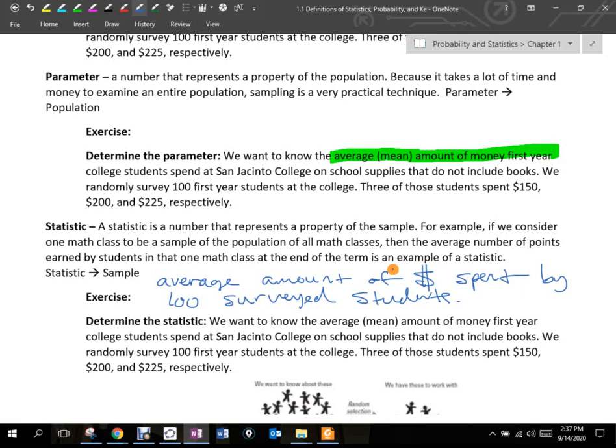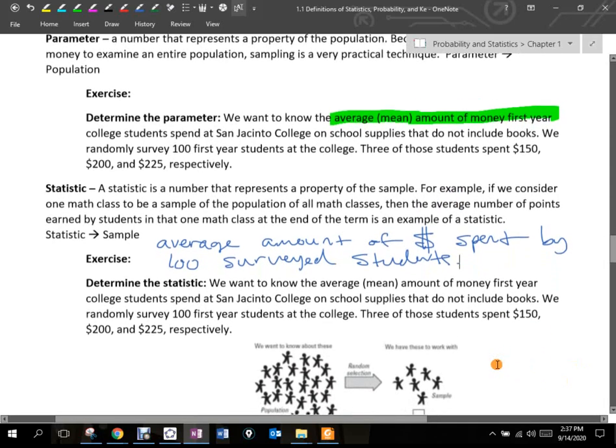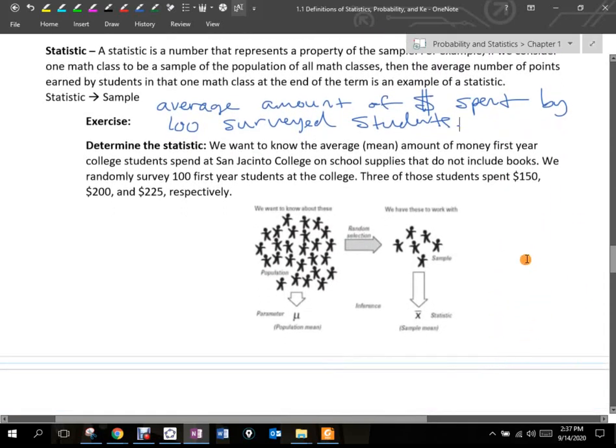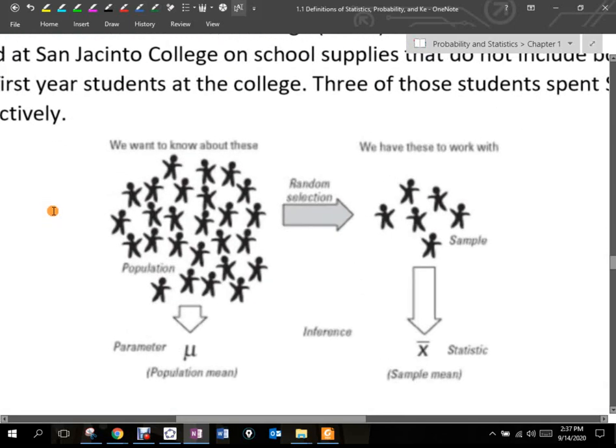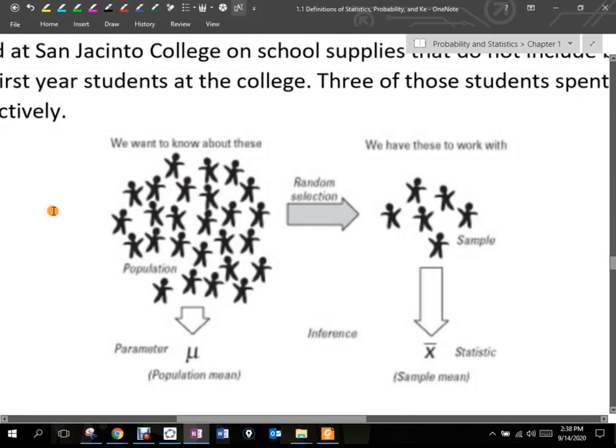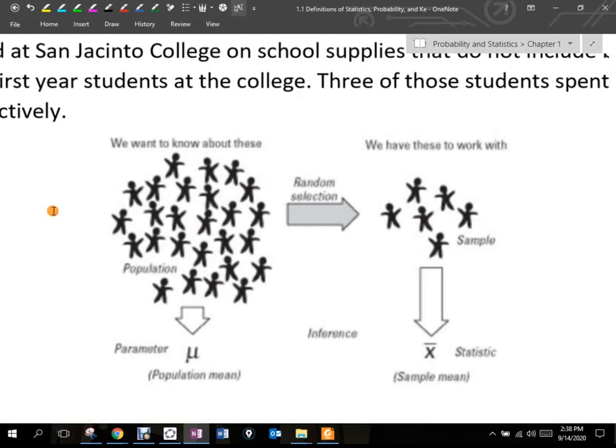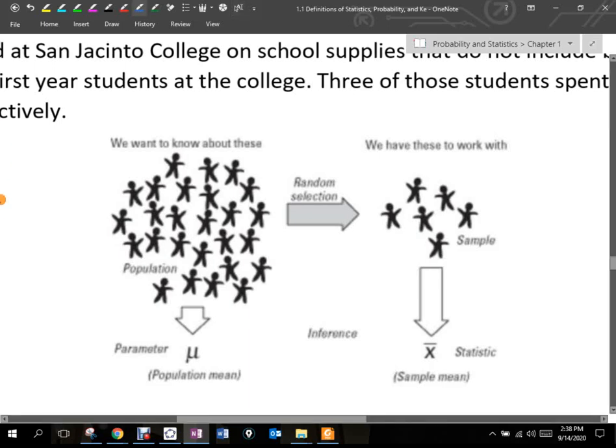I think it makes sense to look at this picture a little bit here. This gives a little bit better of an idea of what's going on. Now, I know I didn't do a good job of cutting and pasting this, so it might be a little blurry on your paper. But the idea is that we've got this population, this group of people here on the left. And I want to know something about them. I want to know their parameter. Now, this letter down here, this is the Greek letter. Anybody know what letter this is in Greek?